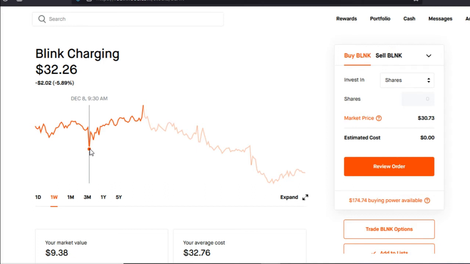So right off the bat, you don't really need to go to the monthly and the quarterly. The weekly chart is telling you that the $32 strike price is not a good price in order to sell a covered call. Hopefully you understand that.